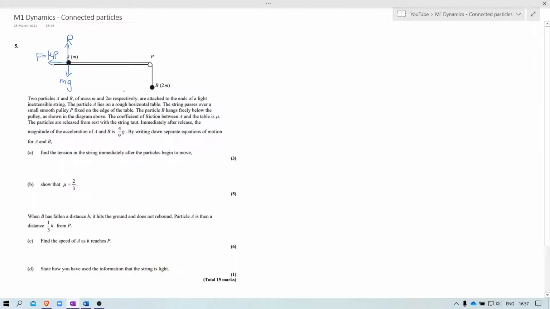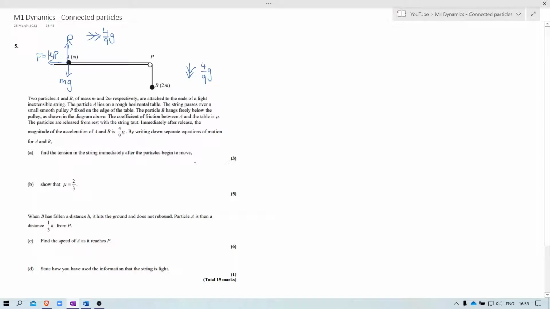One thing I just want to emphasize, how do we know friction is going to act towards the left? Well, if you look at both particles, A and B, which one's heavier? You can clearly see A is mass m, B is mass 2m, B is heavier, therefore B is going to be traveling down and A is going to be traveling towards the right. And they're both going to have magnitude, which just means size, 4/9 g. And same with B, because they're connected, they're both going to have the same acceleration, 4/9 g.